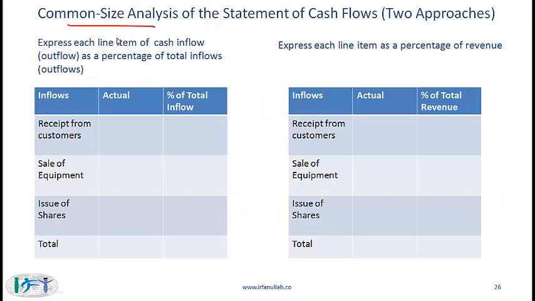If you recall, with the income statement, our common sized analysis involved taking every number on the income statement and dividing by revenue. With the balance sheet, our common sized analysis involved taking every number on the balance sheet and dividing by total assets. With the cash flow statement, we can use two approaches. One approach is to express every line item of cash inflow as a percentage of total inflows, and every line item of outflow as a percentage of total outflows.